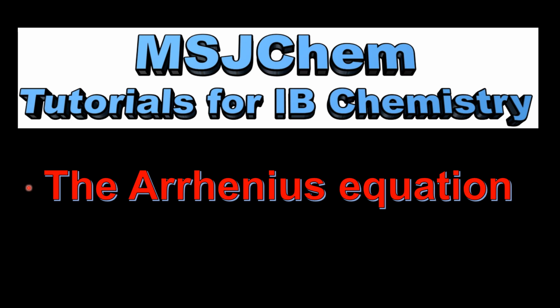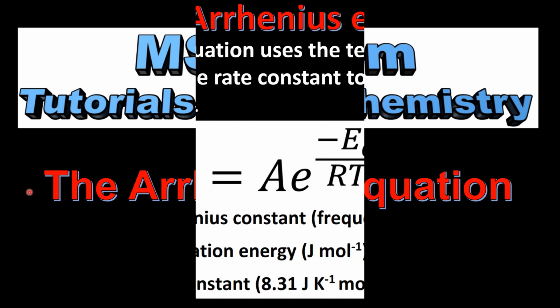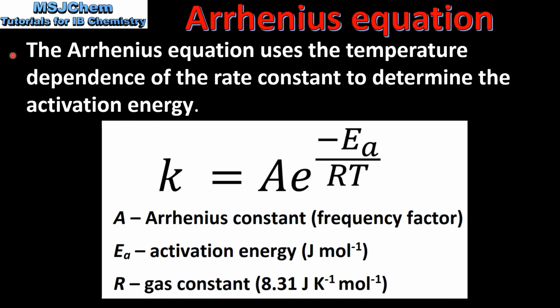This is MSJ Chem. In this video, I'll be looking at the Arrhenius equation. The Arrhenius equation uses the temperature dependence of the rate constant k to determine the activation energy. Here we have the Arrhenius equation, which can be found in the data booklet.